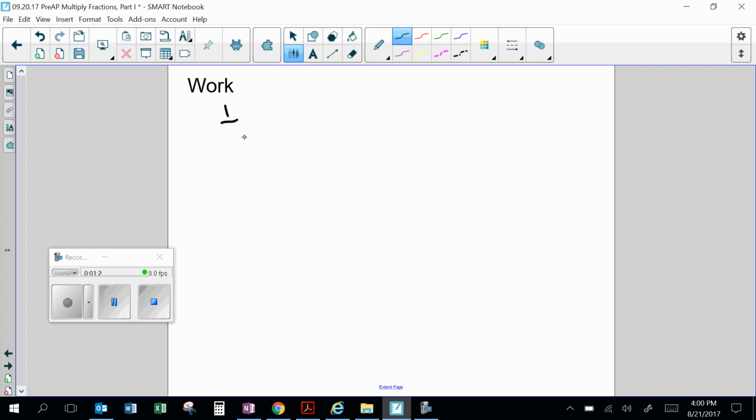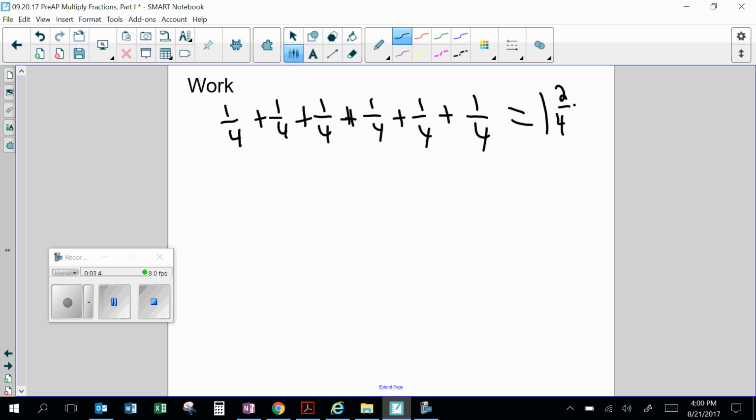Or what about repeated addition? This first apple weighs 1/4 pound. The next apple weighs 1/4 pound. The next apple weighs 1/4 pound. The fourth apple weighs 1/4 pound. The fifth apple weighs 1/4 pound. The last apple weighs 1/4 pound. 1/4 plus 1/4 plus 1/4 plus 1/4, that's one whole. One whole, and 1/4 plus 1/4 is 2/4, which simplifies to 1/2.